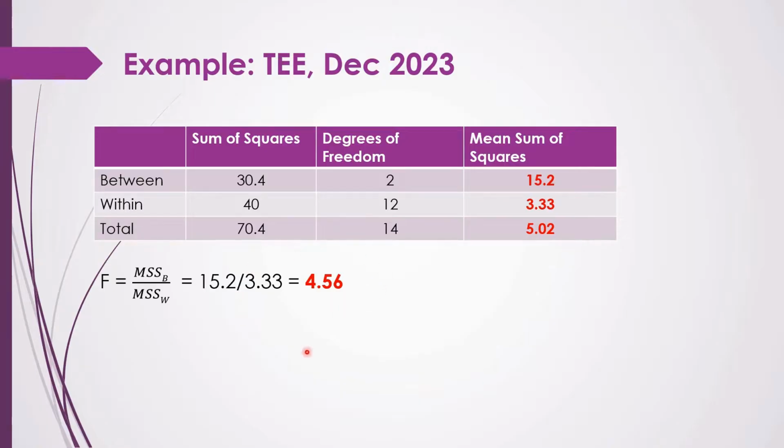15.2 by 3.33, which is 4.56. And if you get this number correctly, you have 10 marks in your pocket. If you want, you can write that if this value is bigger than the critical value, the null hypothesis will be rejected. Even if you don't write it, it's perfectly okay.